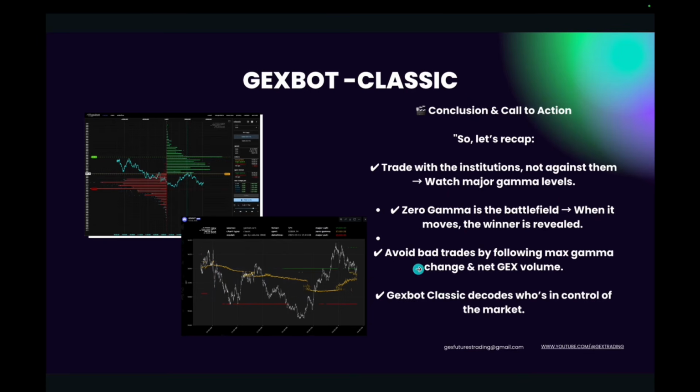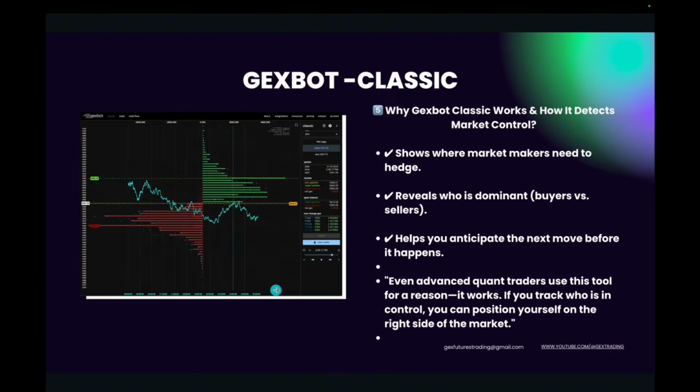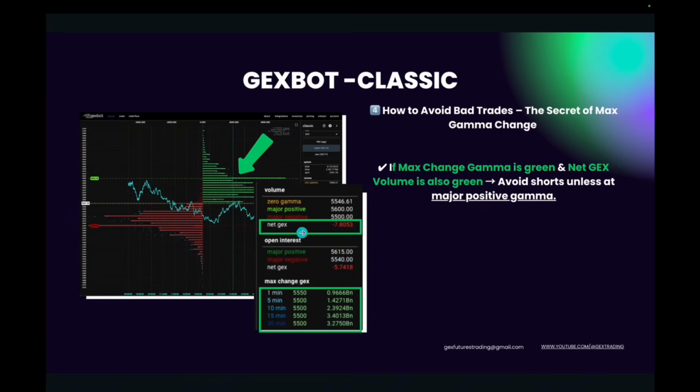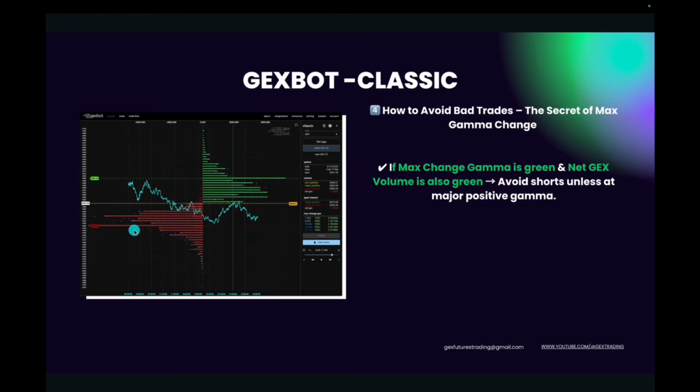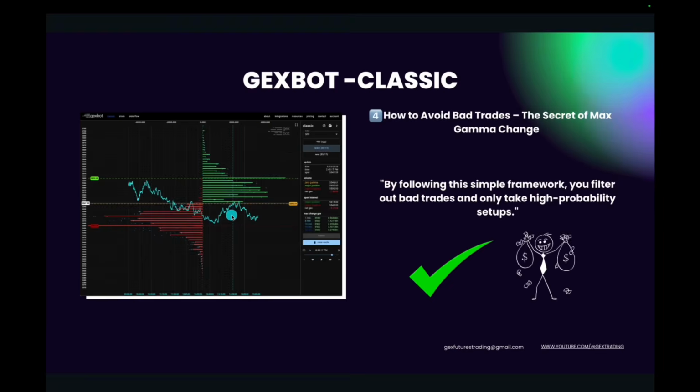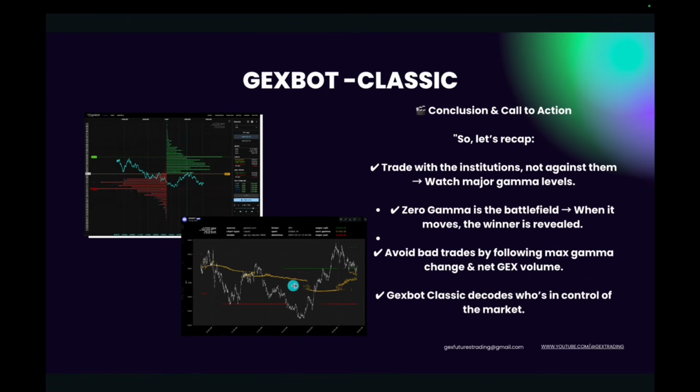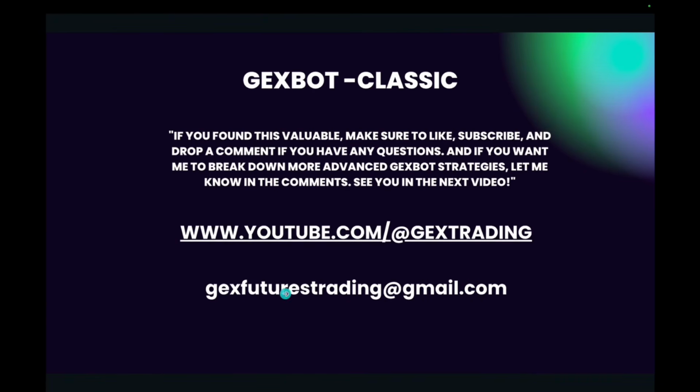Avoid bad trades by following mass gamma change and net GEX volume. Don't get into a short position if you have this situation. Don't go into a long position if you have this situation, unless you hit major negative or major positive. And also use the zero gamma to see where the market is more likely to keep going. Well, Gexbot Classic shows who is in control of the market. A simple tool, yet so effective.